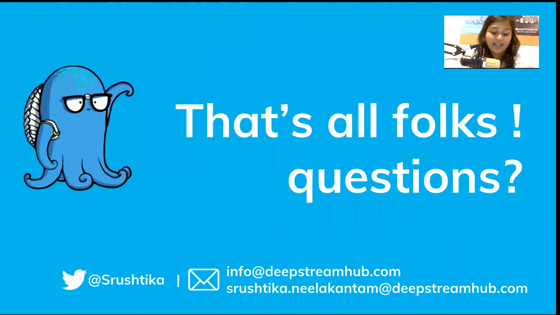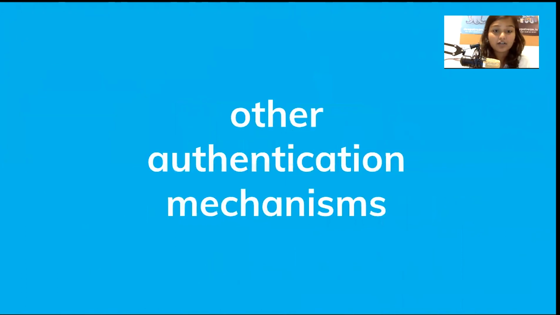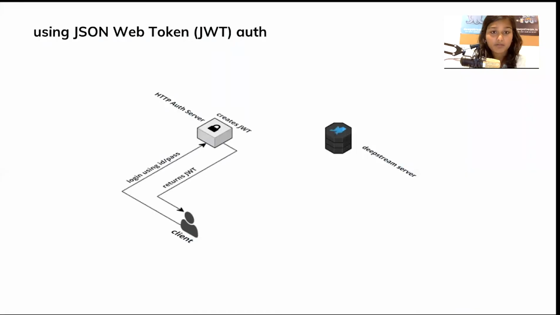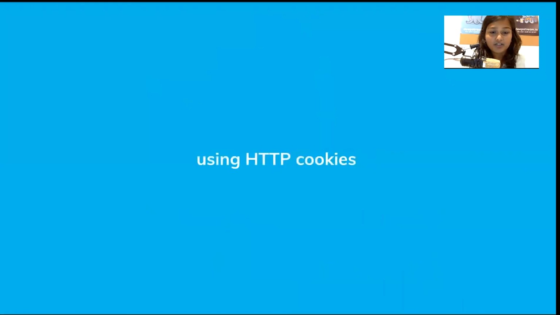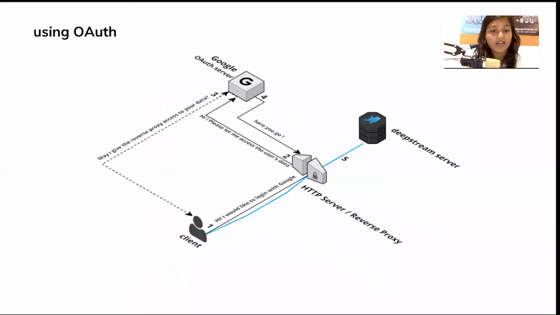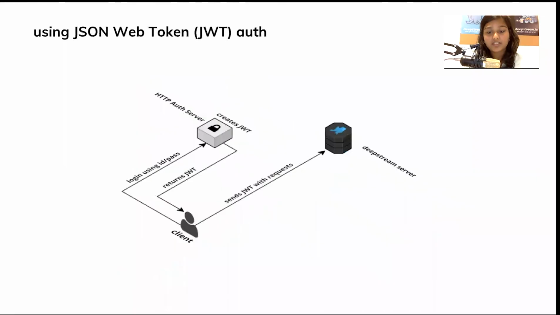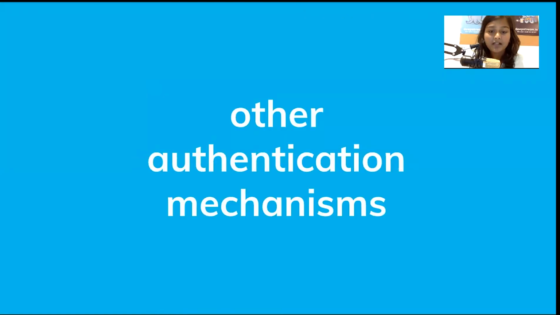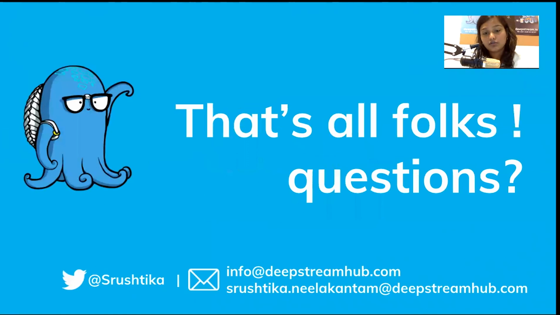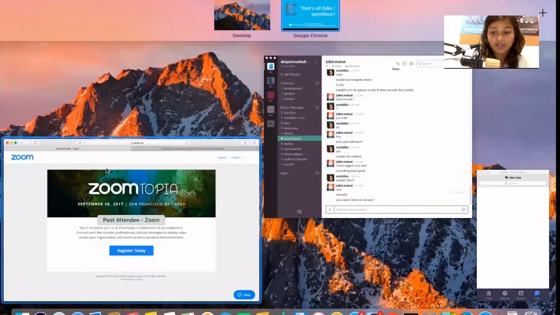So that's it, folks. And as requested by a few of you, I also have a couple of other authentication mechanisms like the JSON web token auth, the two-factor authentication, HTTP cookies, and OAuth, and how you would implement them conceptually using Deepstream server. I will share these slides after the talk so you can go through them later on, which are basically completely self-explanatory. And as usual, you can feel free to tweet at me some questions, and I'm going to check real quick if we have any questions for now.